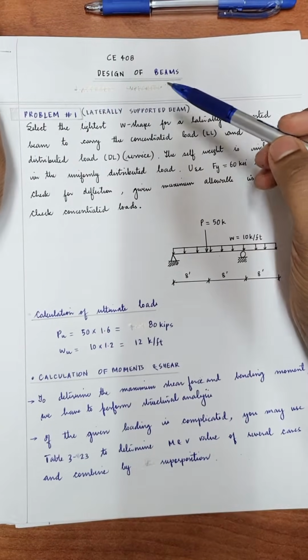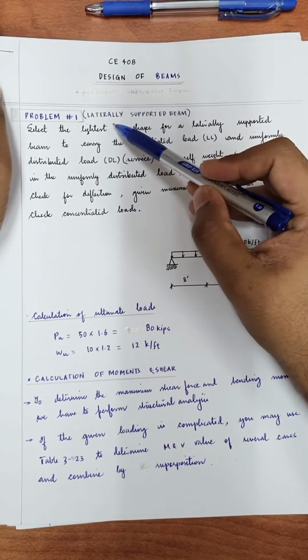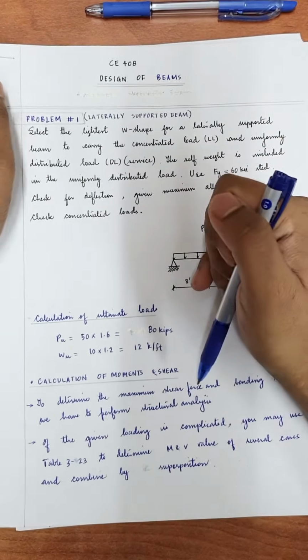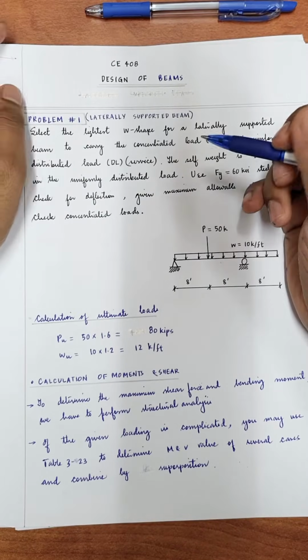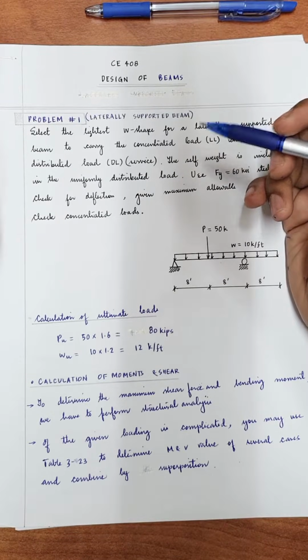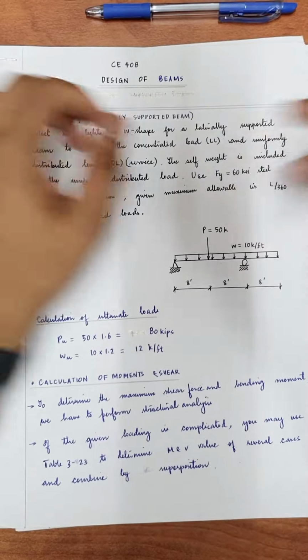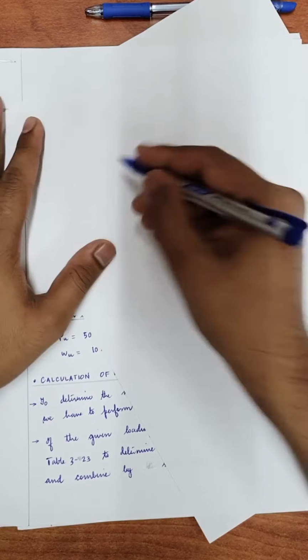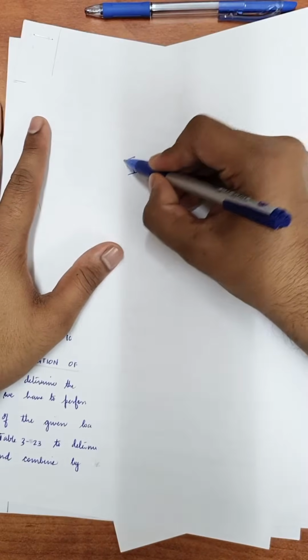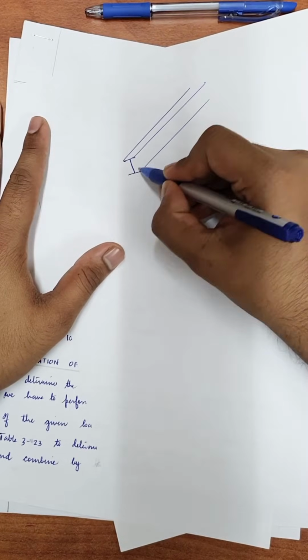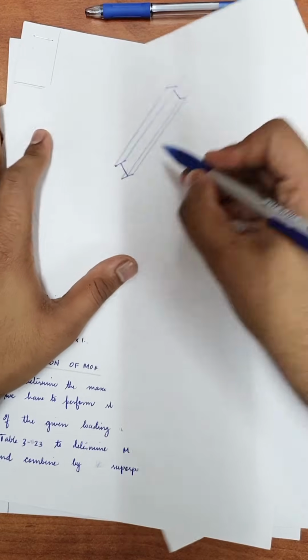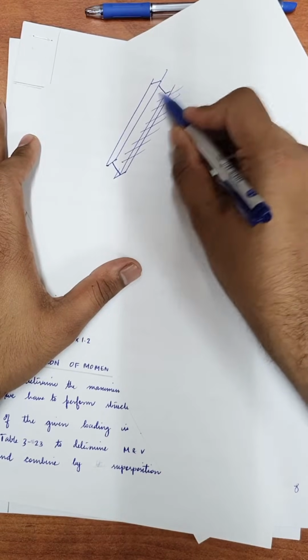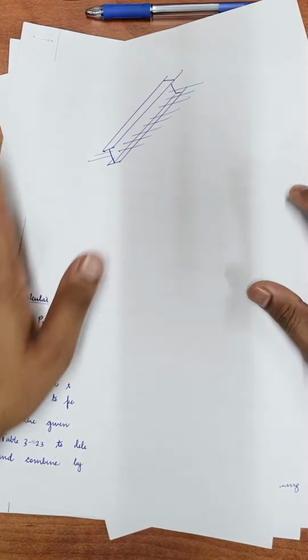Now the first question is design of laterally supported beam. Now, as we discussed before, a laterally supported beam is a beam which is supported laterally throughout continuously. So if we have a member like an I-beam, when we say it is laterally supported, we mean that along this direction it is laterally supported throughout.